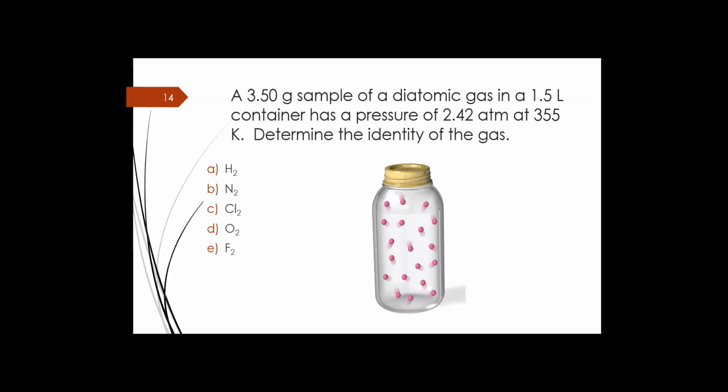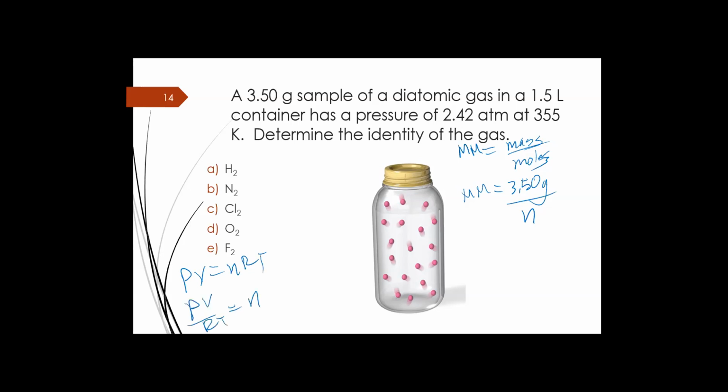Now, when it's asking us to determine the identity of a gas, what we're thinking about is molar mass. And molar mass is the mass divided by our moles. Now, we already know our mass. We know the mass is 3.50 grams, but I don't know the moles of it. So I'm looking for N. And so I can solve PV equals nRT. PV over RT is equal to N.